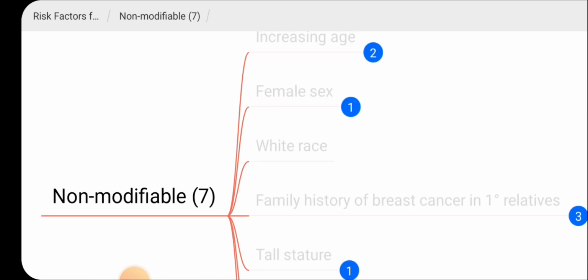So like that, you learnt about the non-modifiable risk factors of breast cancer: increasing age, female sex, white race, family history of breast cancer in first degree relatives, tall stature, proliferative benign breast disorders, and dense breast tissue are the non-modifiable risk factors for breast cancer. So you need to remember all of these.